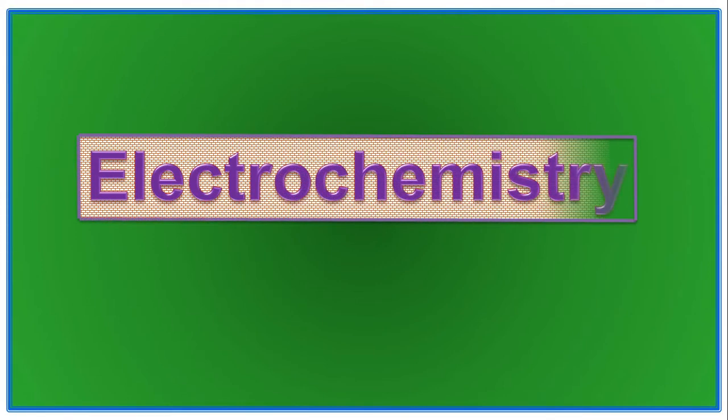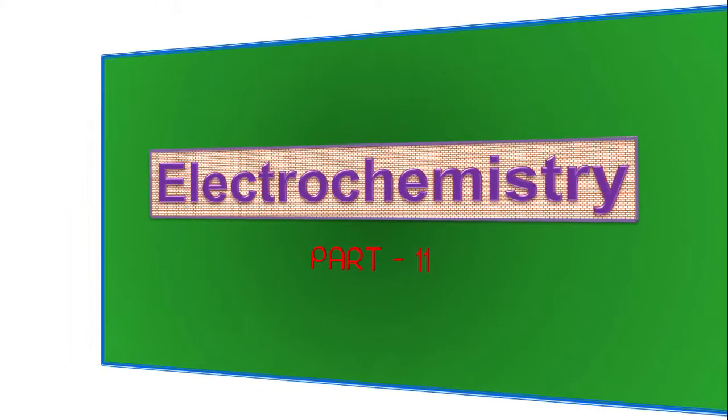Welcome to electrochemistry part 11. In this part you are going to learn concepts like the Nernst equation, calculation of equilibrium constant K, and standard free energy change for various half cell and cell reactions.